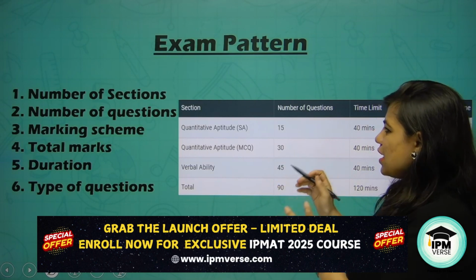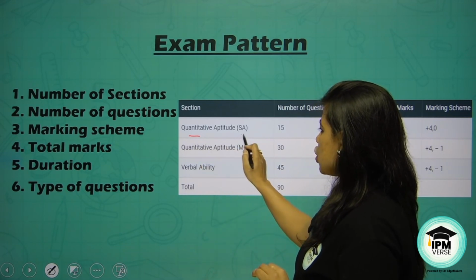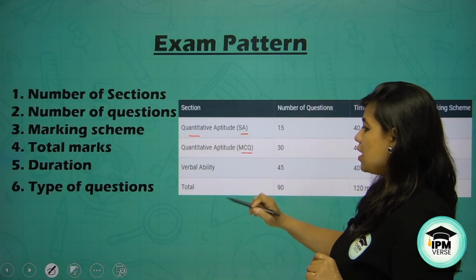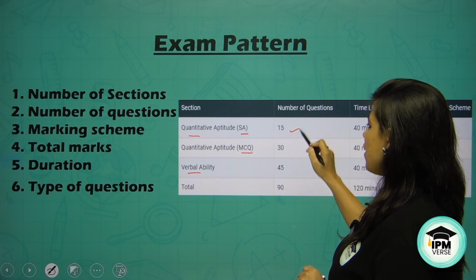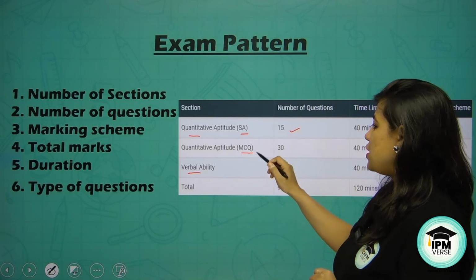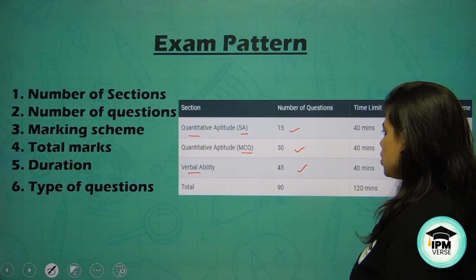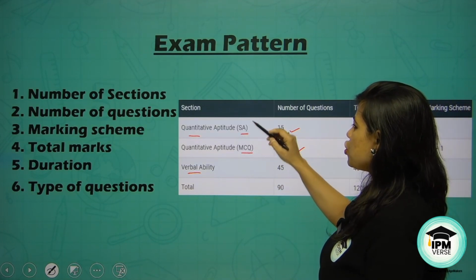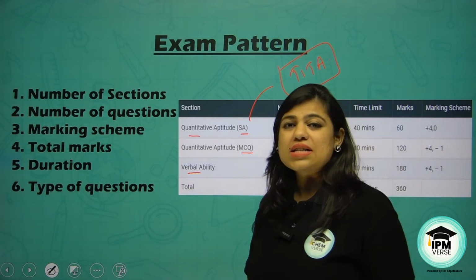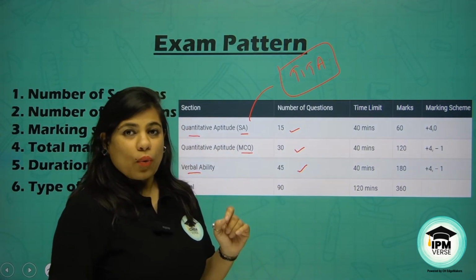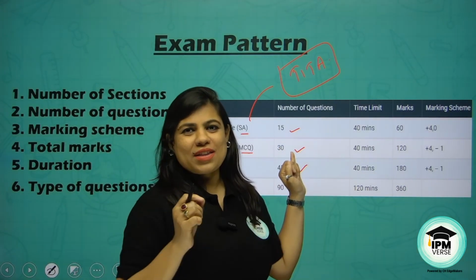So, the IPMAT exam has 3 sections: quantitative aptitude short answers, quantitative aptitude MCQs, and verbal ability. In quantitative aptitude short answers, we have 15 questions. In quantitative aptitude MCQ, we have 30 questions, and in verbal ability, we have 45 questions. When I say quantitative aptitude short answers, these are theta based questions, where you will not be given options like MCQs and you will have to type in the answer.